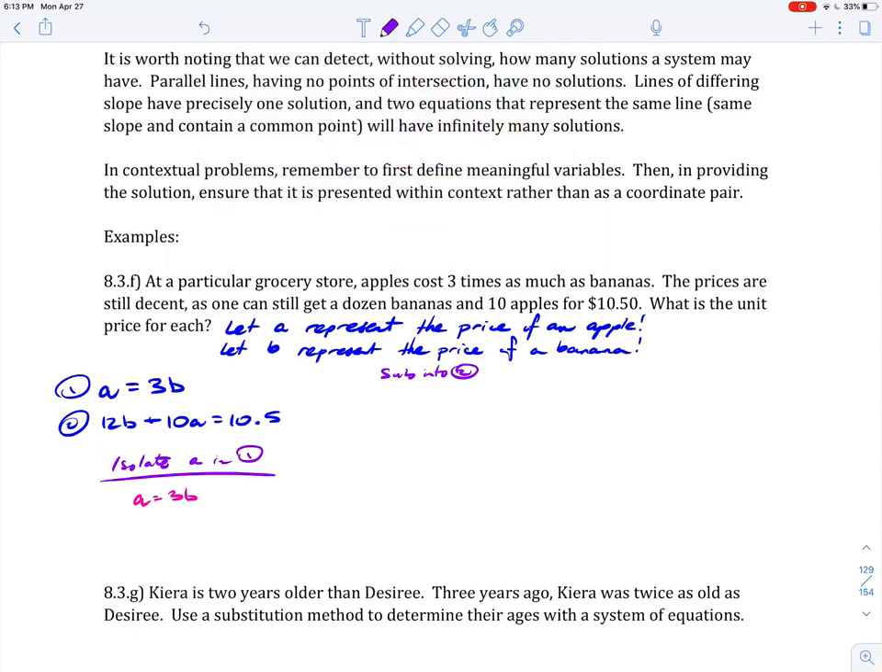A equals 3B. Alright, that's isolated. Moving on with my life. I'm going to sub that into 2. I'm going to underline this thing.